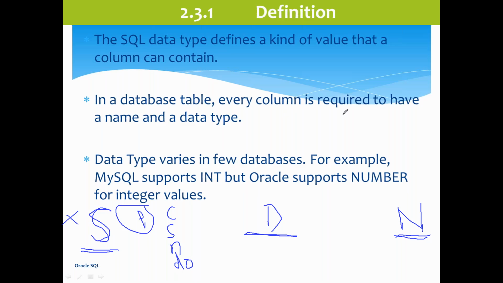Now in a database table, every column is required to have a name and a data type. Whenever we create a table, that table must contain at least one column. If no column is there, then we cannot call it a table. Table means at least one column should be there. It can be any number of columns, but a minimum of one.